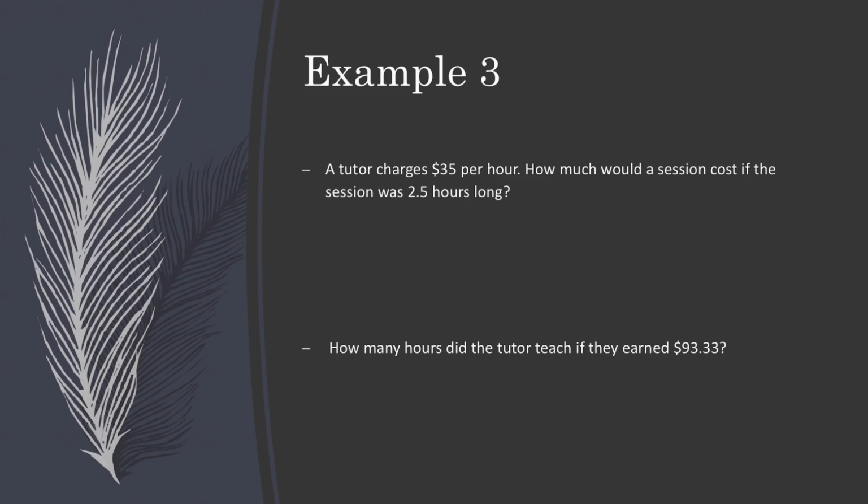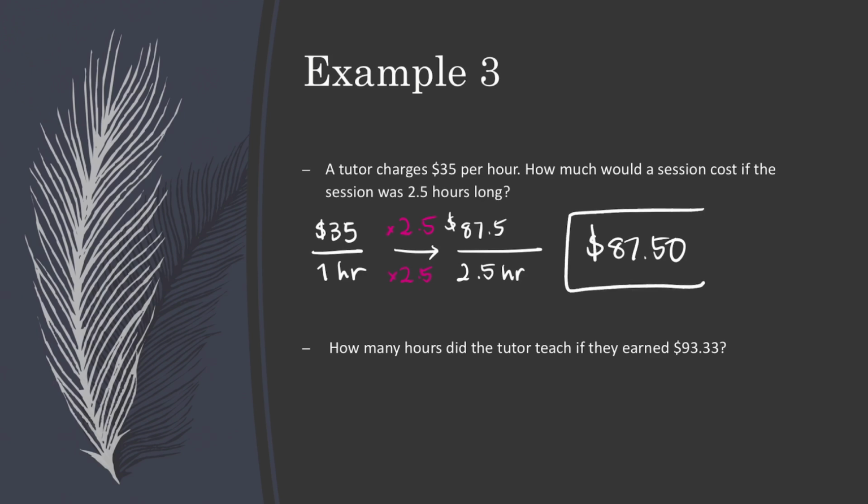Okay, let's do one more example. A tutor charges $35 per hour. So if I was to represent that in a fraction, in a unit rate, it would be 35 per 1 hour. How much would a session cost if the session was 2.5 hours long? So I know it's going to be 2.5 hours long. So kind of like the last one, I know that I'm multiplying by 2.5. I'm just going to use my calculator for this because I honestly just don't have it in me to do it in my head. 87.5. So my answer would be $87.50 because remember again, we have 2 decimal places.